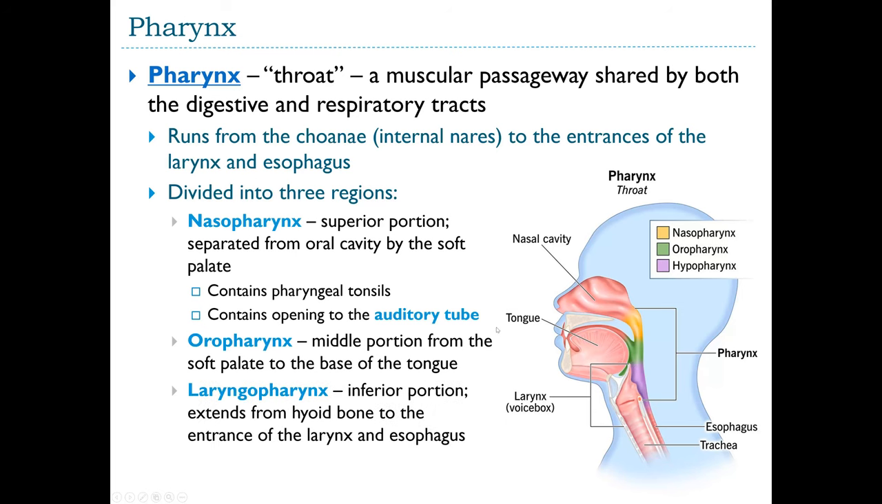And then the laryngopharynx, which is colored in purple, is the inferior portion, and it extends from the hyoid bone to the entrance of the larynx and esophagus. It can also sometimes be called the hypopharynx, but in your textbook, we're calling it the laryngopharynx.